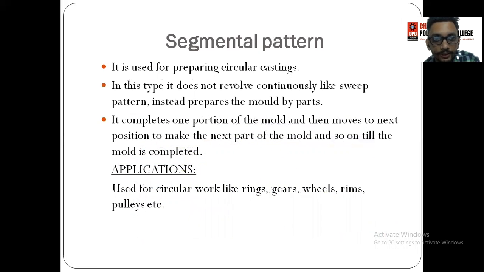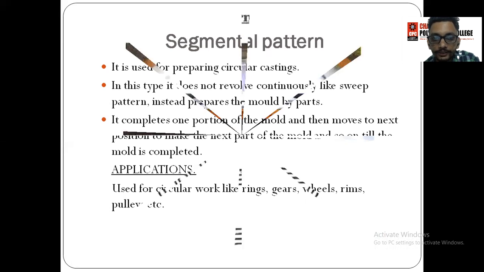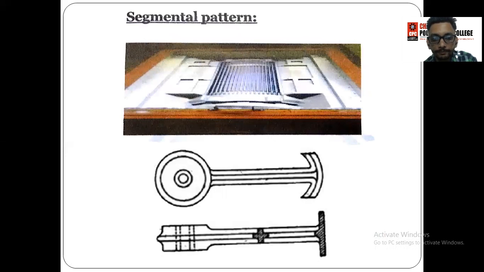Segmental pattern. I think this is the last type of pattern. It is used for preparing circular casting. In this type, it does not revolve continuously like a sweep pattern. Instead, it prepares the mold by parts. It completes one portion of the mold and then moves to the next position to make the next part of the mold, and so on till the mold is completed. Applications: it is used for circular work like rings, gears, wheels, rims, pulleys, etc. This is the diagram of a segmental pattern.